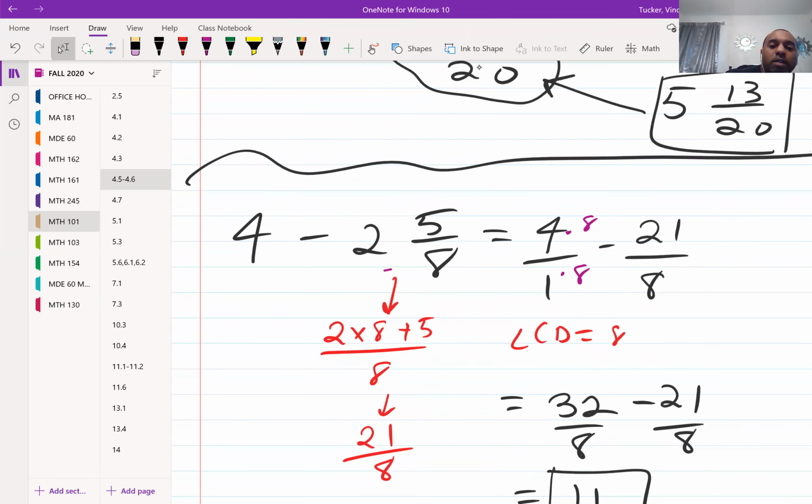So now we're here. We need a common denominator. In this case, it would be 8 because when you look at 1 and 8, I can leave the 8 as it is and just turn that 1 into an 8 by multiplying it by 8. So that's what I did. Multiply top and bottom by 8.